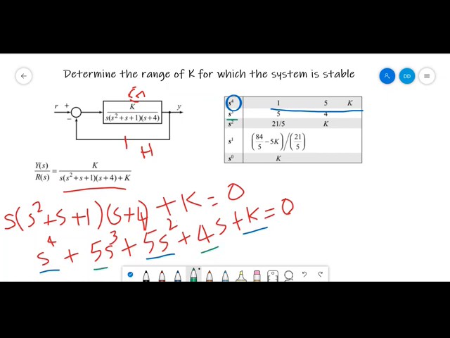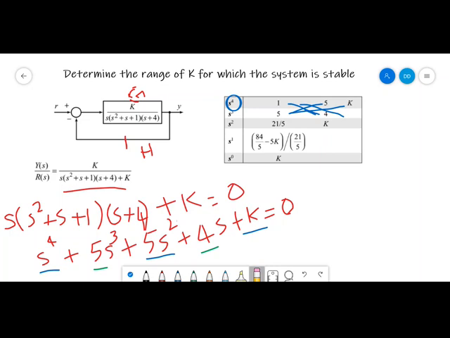Based on these coefficients, we will obtain the third row elements, which on finding the determinants, you get 21 by 5, and (5 into K minus 1 into 0) by 5 gives you K. For the next fourth row, on finding the determinant, you get (84 by 5 minus 5K) divided by 21 by 5. The last row you get as K.